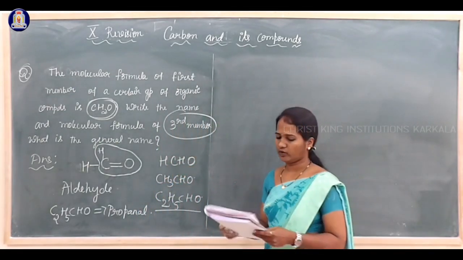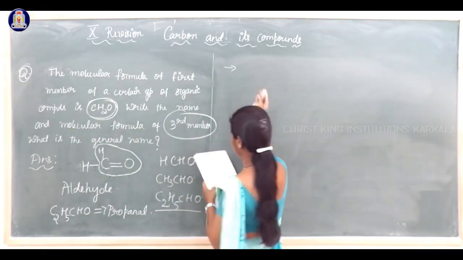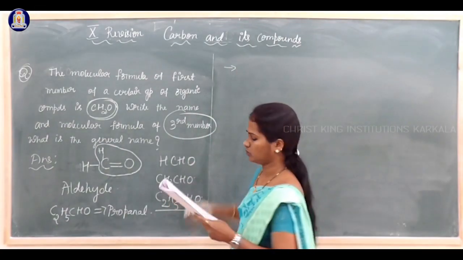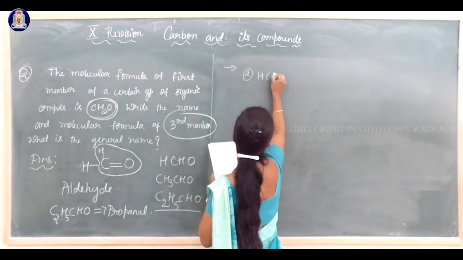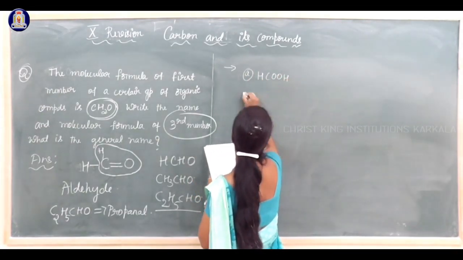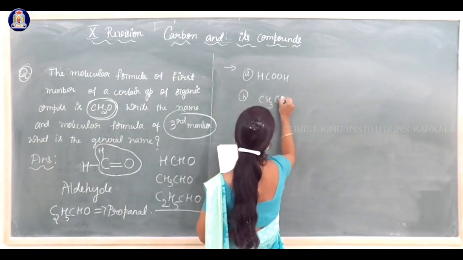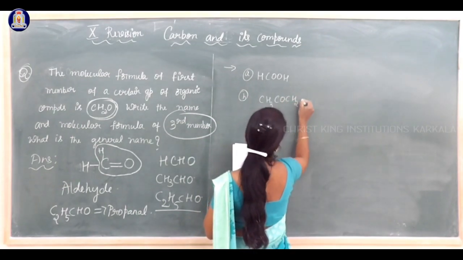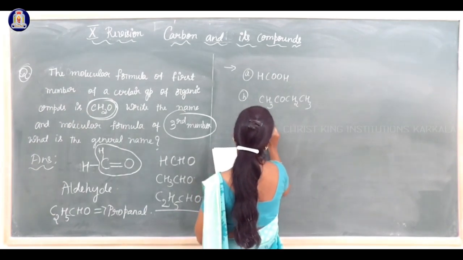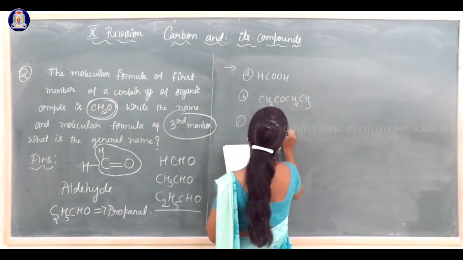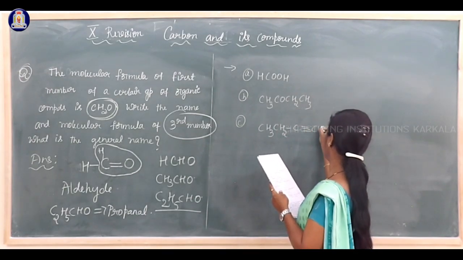We'll move to the next question. The question is, write the name of the following compounds. In that, A is HCOOH. The second compound is CH3COCH2CH3. The third compound is CH3CH2-C triple bond CH.